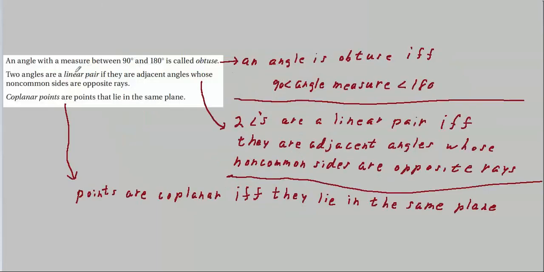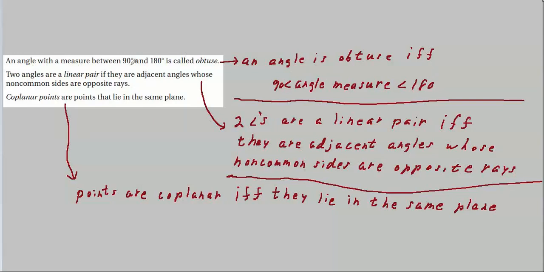There are several problems which illustrate the fact that all definitions can be written as biconditional statements. In other words, they're all if and only if statements. Or they can't be anyway. This one, an angle with measure between 90 and 180 is called obtuse. You can rewrite that as an angle is obtuse if and only if the angle measure is between 90 and 180. Simple.